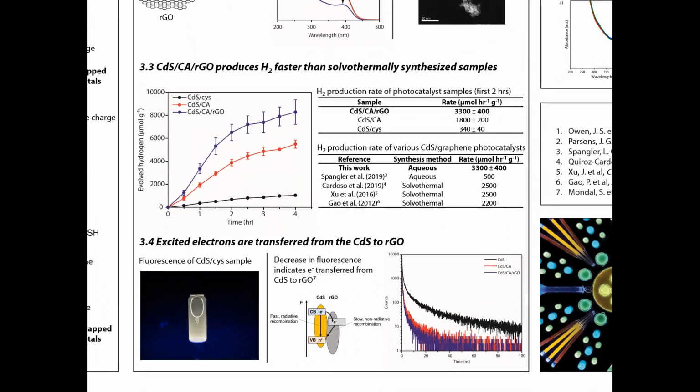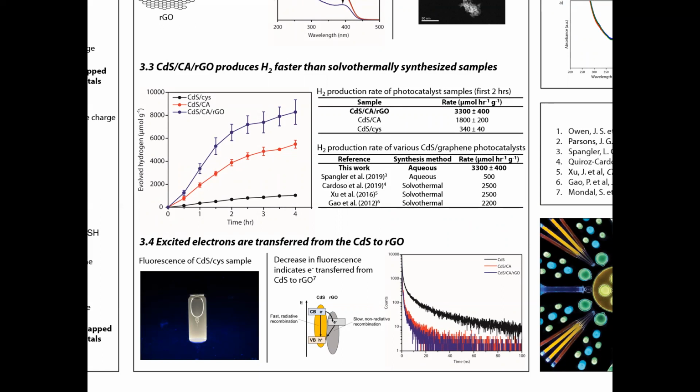To better understand the interaction between cadmium sulfide nanocrystals and reduced graphene oxide that leads to the enhancement in photocatalytic performance, we analyzed the photoluminescence of the samples. Cadmium sulfide nanocrystals emit photoluminescent light at 530 nanometers. This is shown in the picture on the left. The light is emitted when an excited electron recombines with a hole.